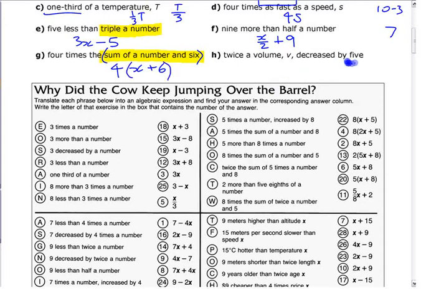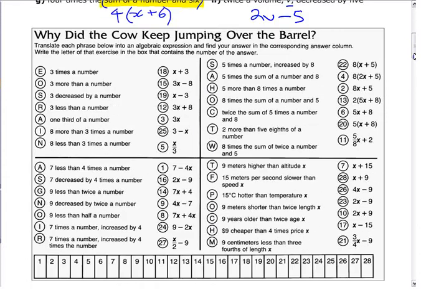Twice the volume decreased by 5. Twice a volume V, 2 times V, decreased by 5. Decreased by 5 means subtract 5.